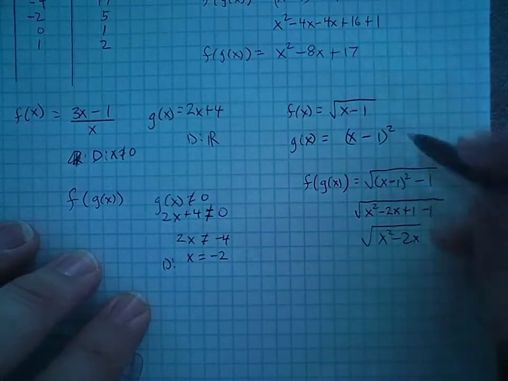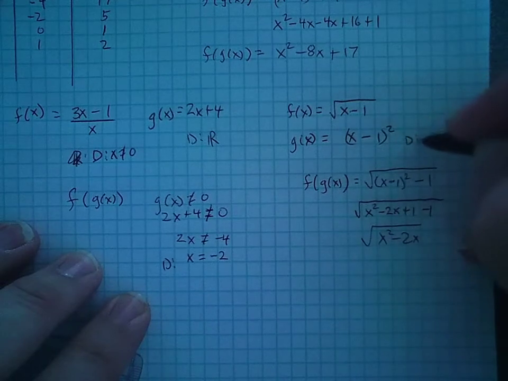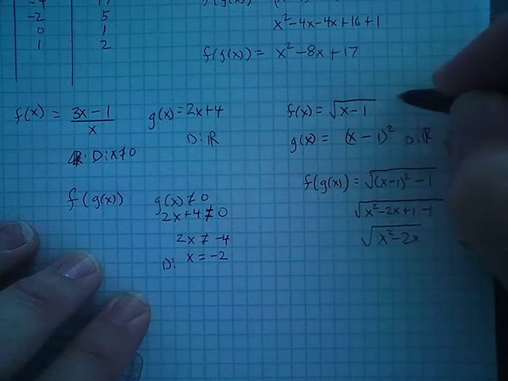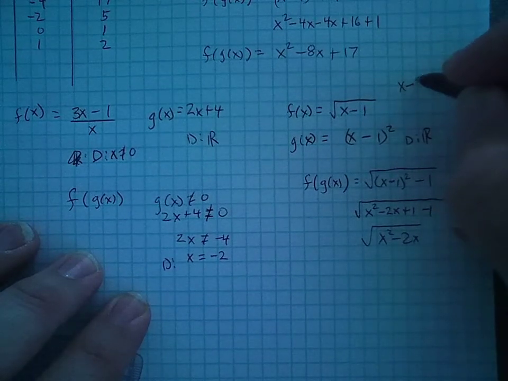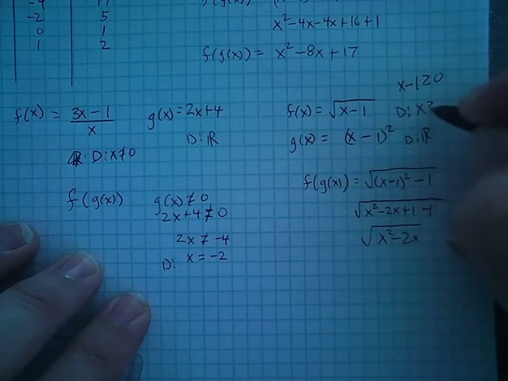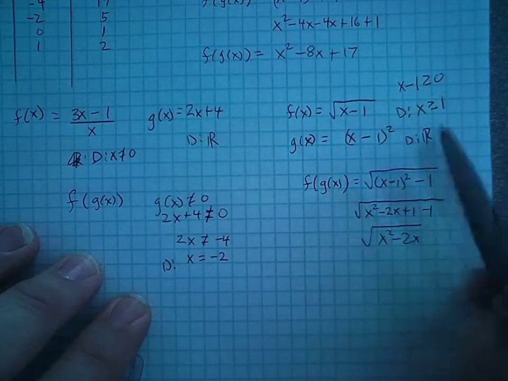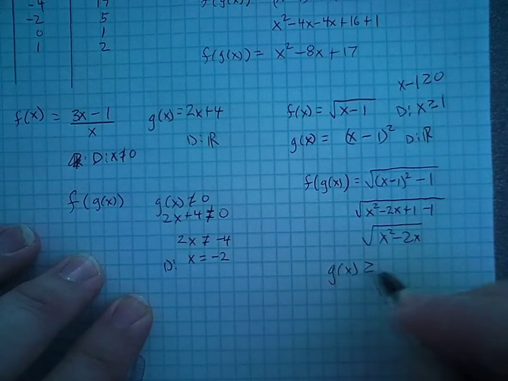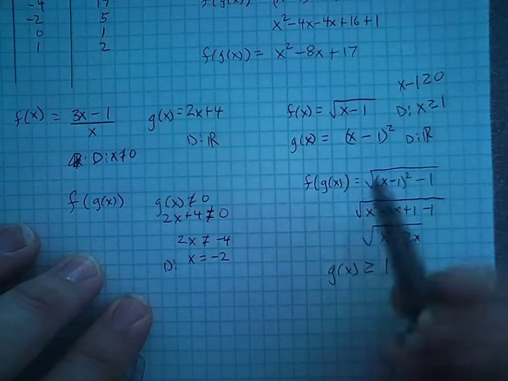As far as its domain, the domain for a polynomial, like g of x here, is all real numbers, so it's fine. But the domain for f is that the inside of a square root has to be greater than or equal to 0. So the domain here, x has to be greater than or equal to 1. But when I do the composition, it's not x that has to be bigger than or equal to 1. It's g. So g of x has to be greater than or equal to 1 in order to be able to stick it into f.